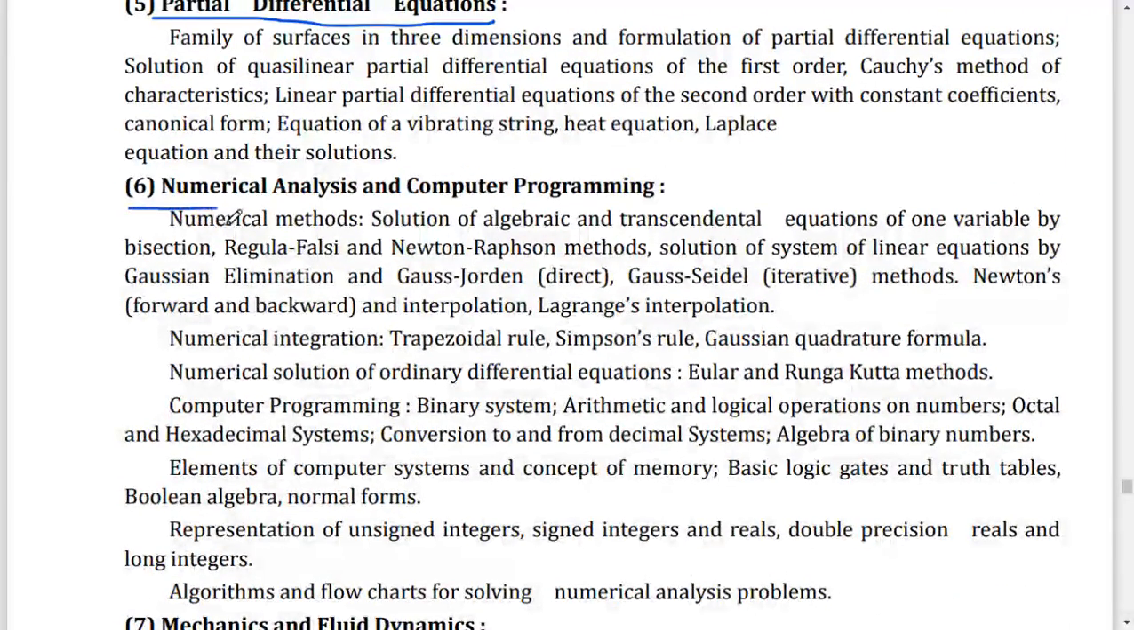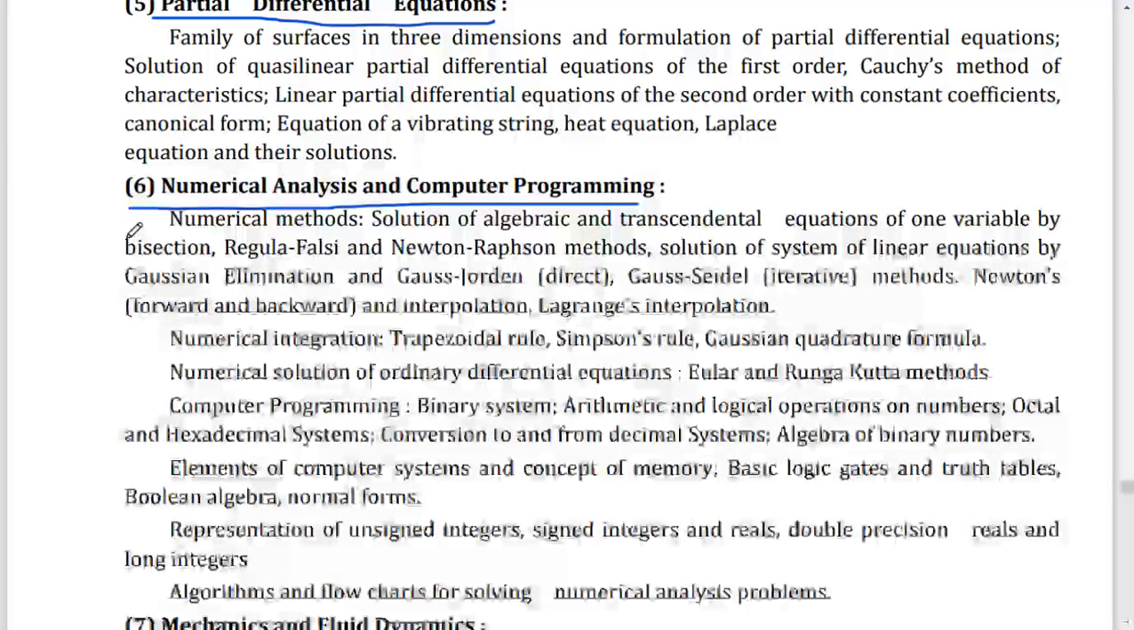6. Numerical Analysis and Computer Programming. Numerical methods: solution of algebraic and transcendental equations of one variable by bisection, Regula-Falsi and Newton-Raphson methods, solution of system of linear equations by Gaussian elimination and Gauss-Jordan (direct) and Gauss-Seidel (iterative) methods.